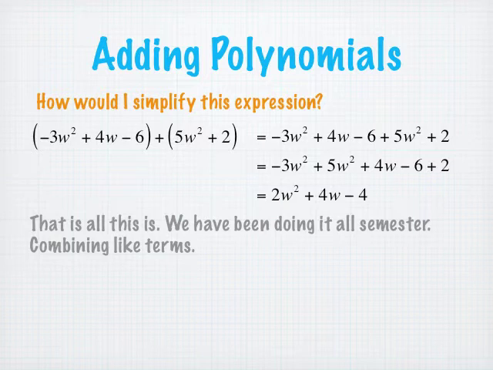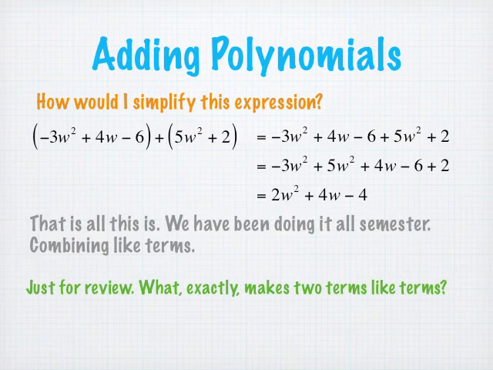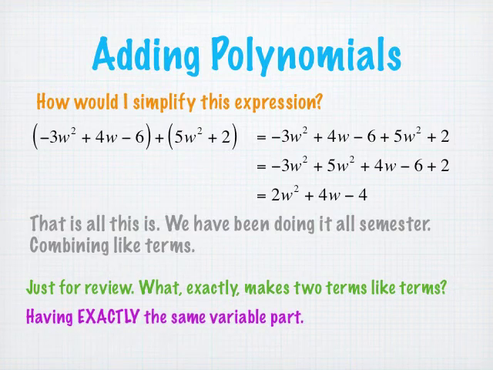Now, although this is very easy, and we've been doing it for most of the class, people start getting a little bit confused after we cover all the exponent rules. So just for review, what exactly makes two terms like terms? They have exactly the same variable part. So just as a reminder, this is where you stop, the 2w squared plus 4w minus 4. You can't take it any further.